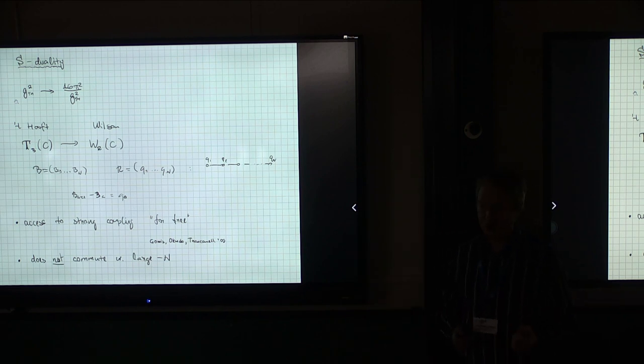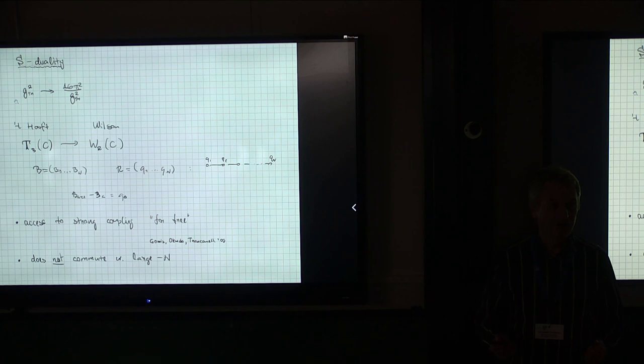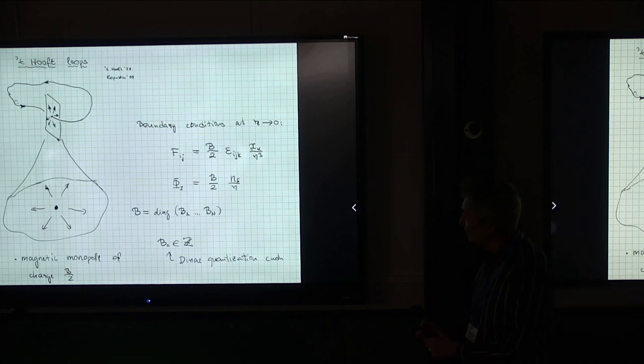However, it does not commute with the large N limit that is ubiquitous in holography. So when we invert the coupling, the scaling with N, of course, changes. So the 't Hooft coupling is not preserved, the large N limit is not preserved. What is a 't Hooft loop? Let me start again.